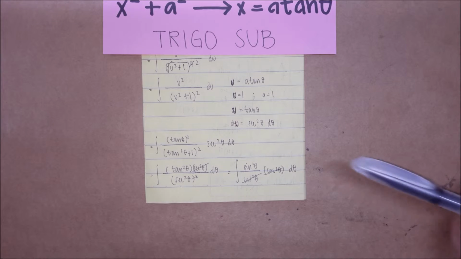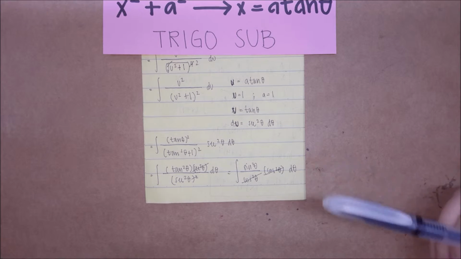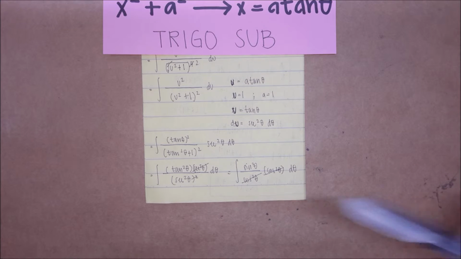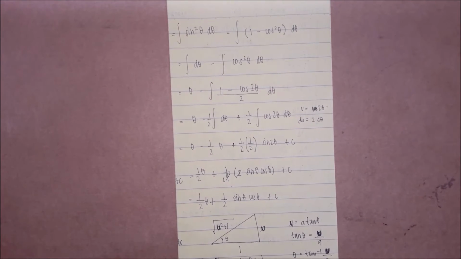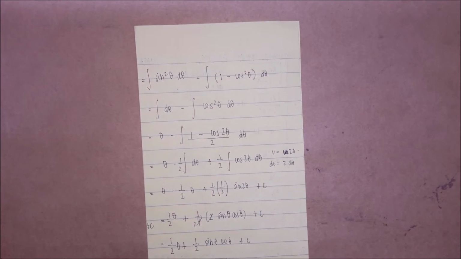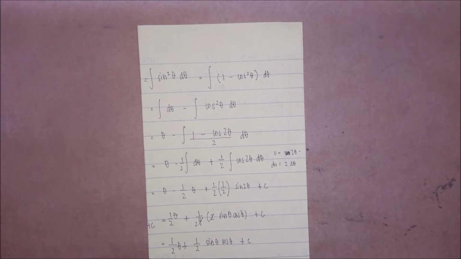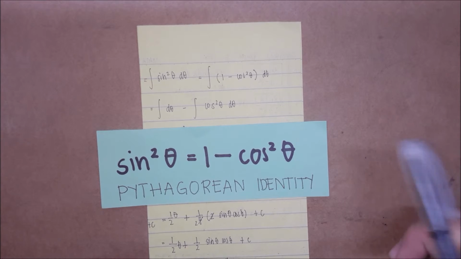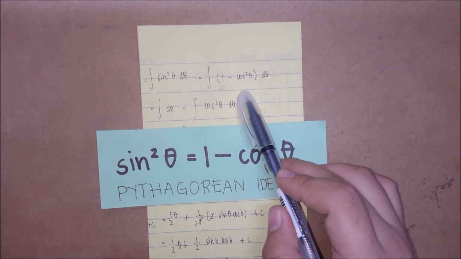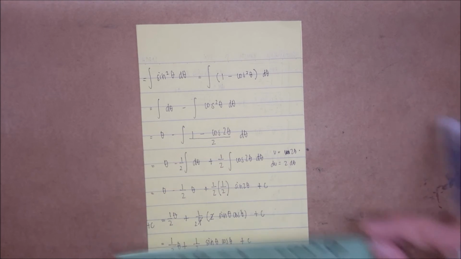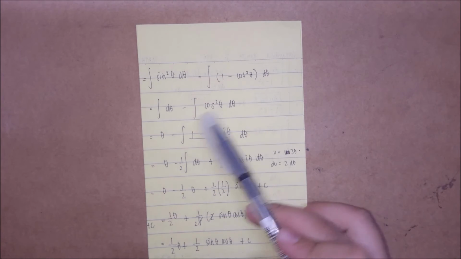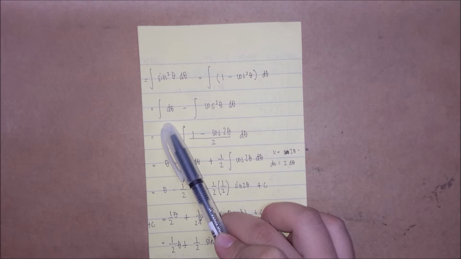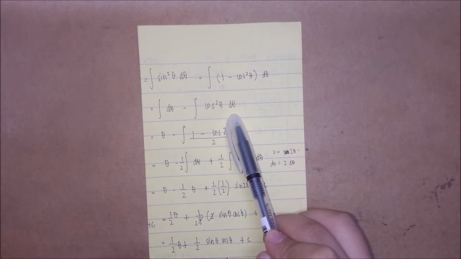The reciprocal of it is cos squared theta d theta. Then we can cancel the cos squared theta and cos squared theta. Now we are only left with sine squared theta d theta. Since sine squared theta equals 1 minus cos squared theta here, then distribute the integral sign, which is the integral of d theta minus the integral of cos squared theta d theta.